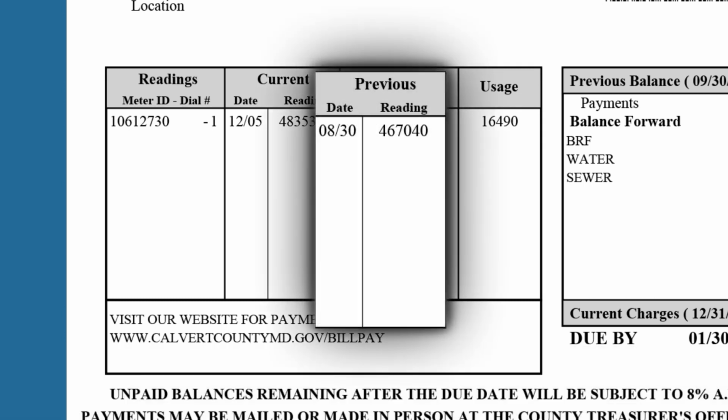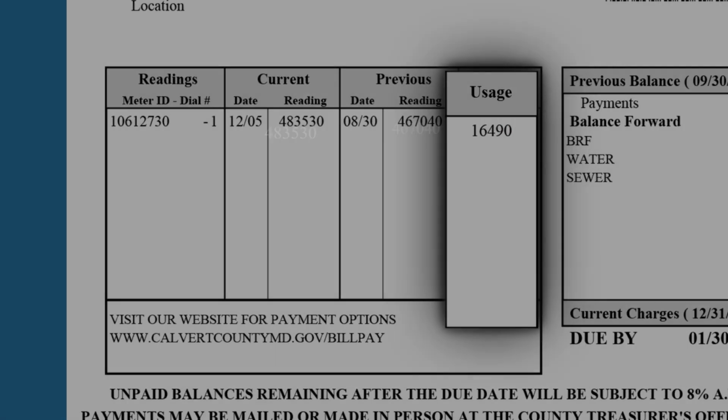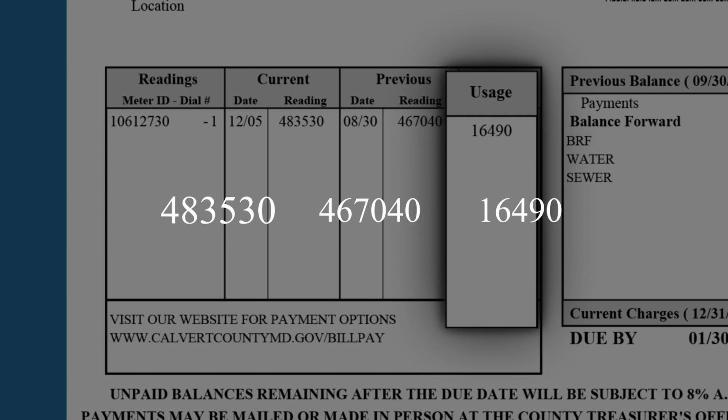read. Looking further to the right, you'll find the section titled Previous, with an earlier date and reading of your location's meter. This date is when your billing cycle began, and your reading is the amount in gallons used by your dwelling starting from the date your previous billing cycle ended. And finally, you'll find the section titled Usage, which is the total water usage for this billing cycle. The number shown represents the amount in gallons used by your location's meter, and equates to the difference between your current and previous readings for each billing cycle.